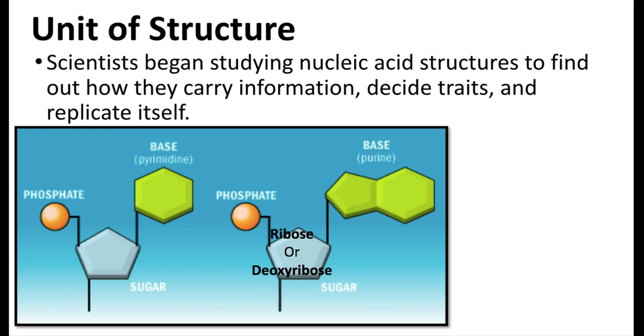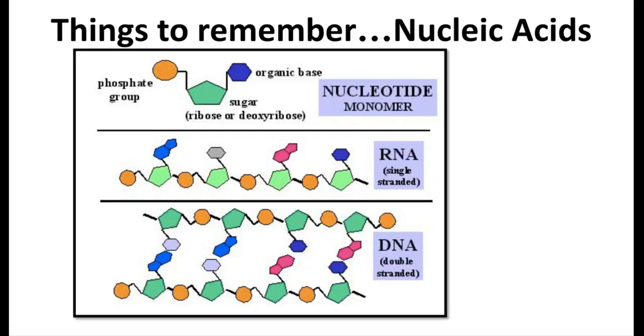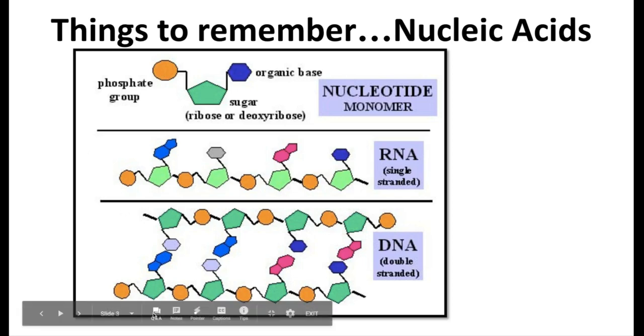And we're going to be looking at how DNA replicates itself later on this year. But today we're going to be looking at how we take our DNA, how we create mRNA, and how that's going to transform into a physical trait for your body. So some things to remember with our nucleic acids. Building block is a nucleotide. Remember, monomer means one. Our RNA is single-stranded and our DNA is double-stranded.